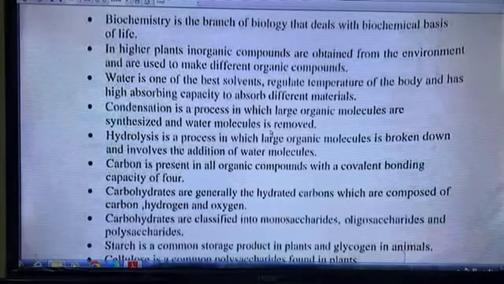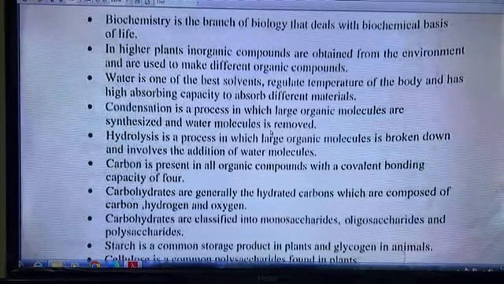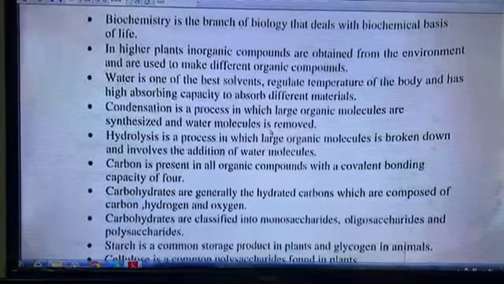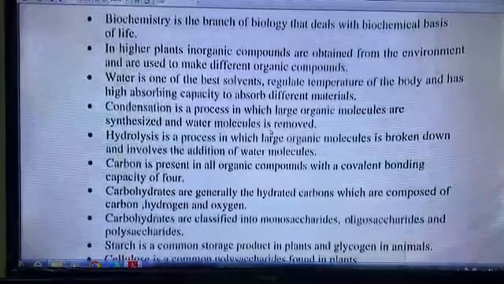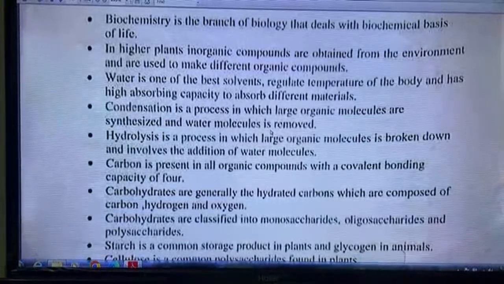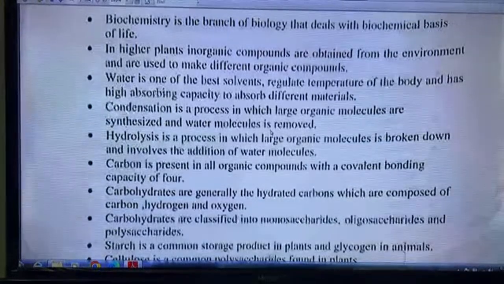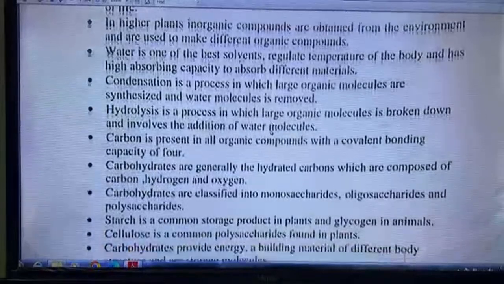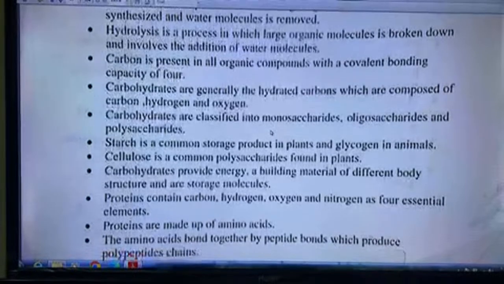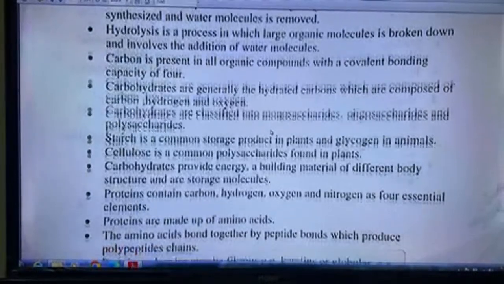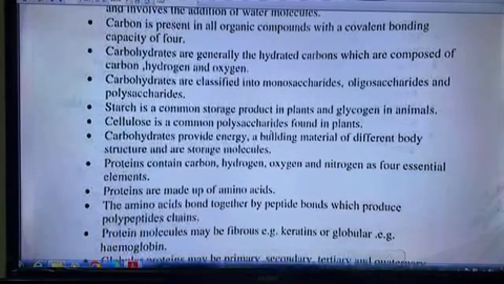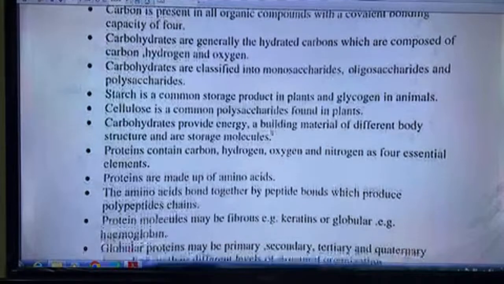Water is one of the best solvents, regulates temperature of the body, and has high capacity to absorb different materials. Condensation is a process in which large organic molecules are synthesized and water molecule is removed. Hydrolysis is a process in which large organic molecule is broken down and involves the addition of water molecules. Carbon is present in all organic compounds with a covalent bonding capacity of 4.